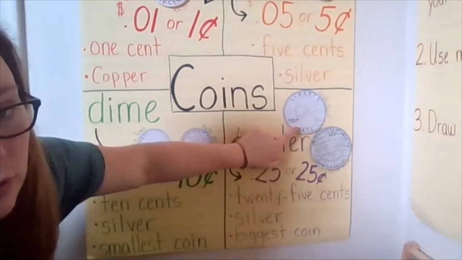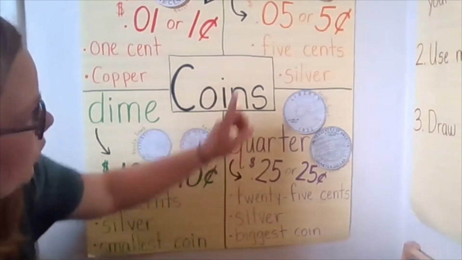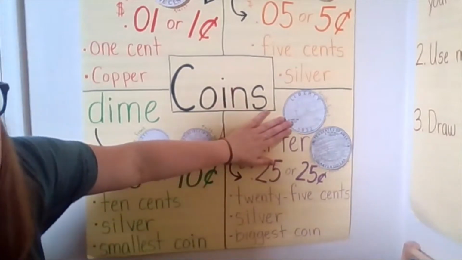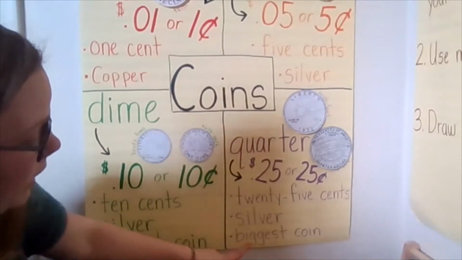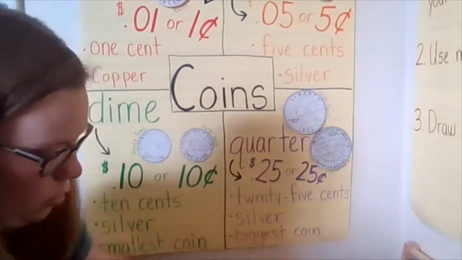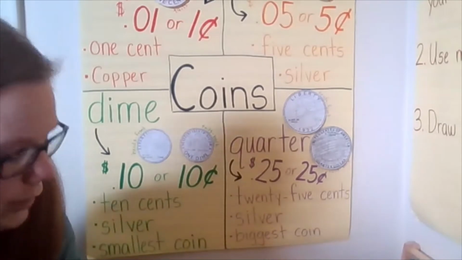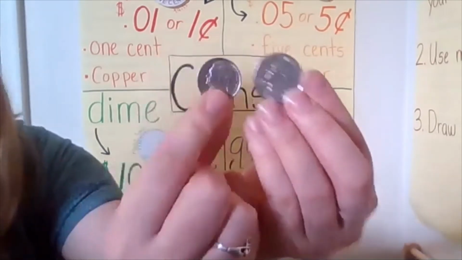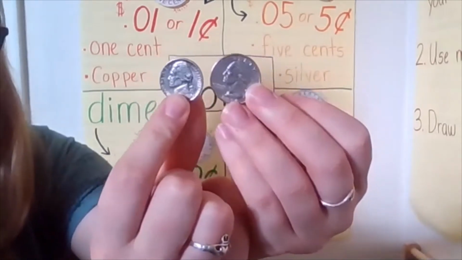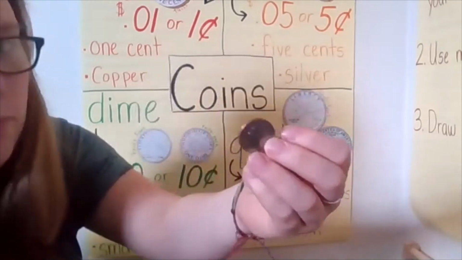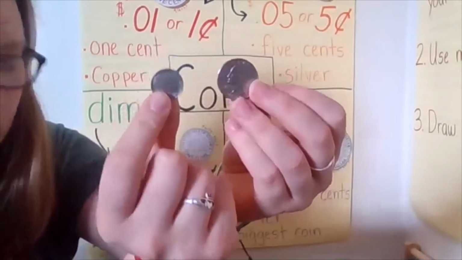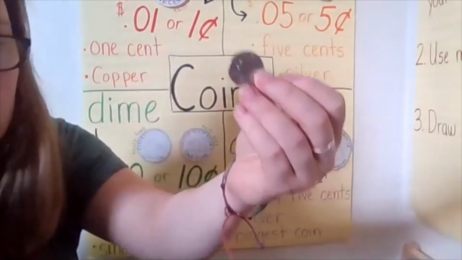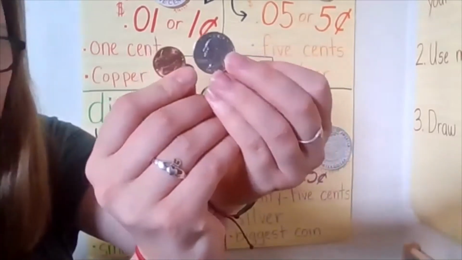A quarter is also silver, just like a dime or a nickel. So a quarter is different than a penny by its color. And a quarter is also our biggest coin. So a quarter is bigger than a nickel. A quarter is also bigger than the dime. Dime is the smallest, remember? And a quarter is also different than a penny.